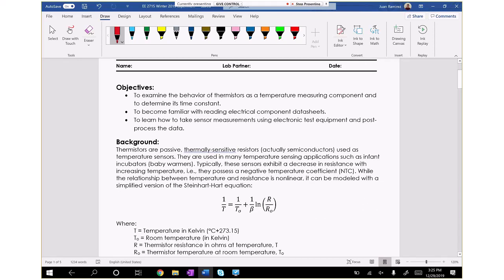Also, just a quick note: when you do this lab, to submit it, type your information regarding the actual execution of the lab into this document. Download this document, save it as maybe with your name, and make sure you fill out the name, lab partner, and date you see at the top left in the header.